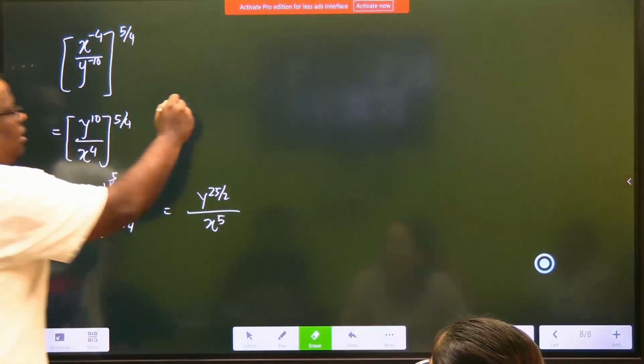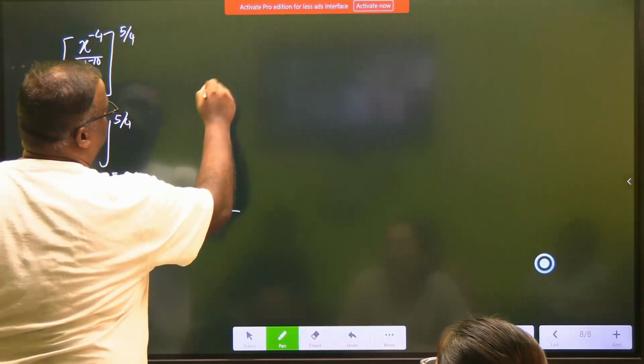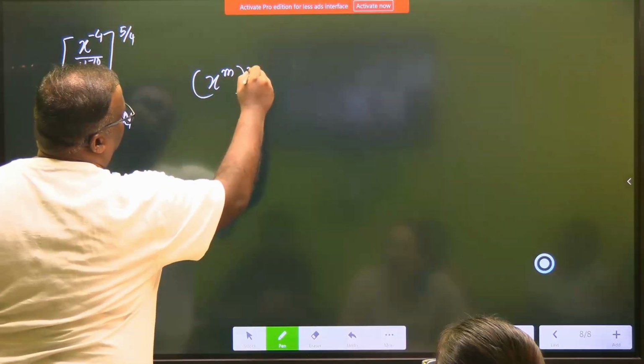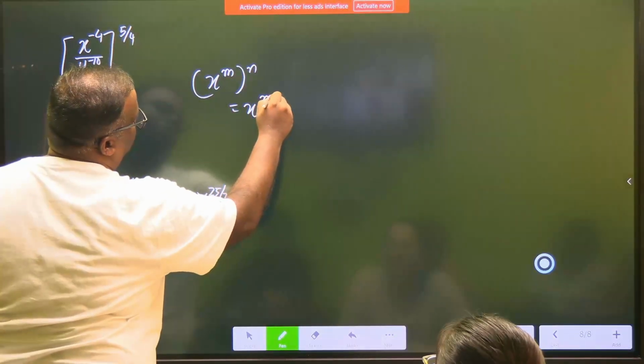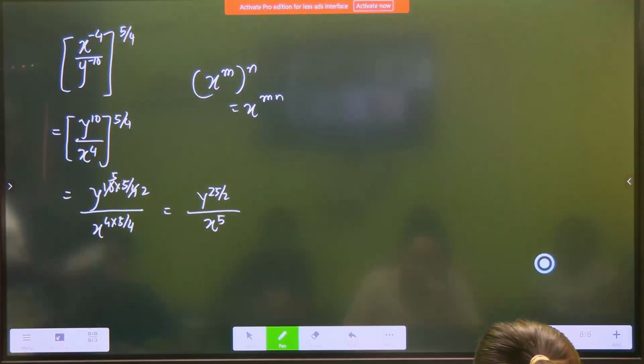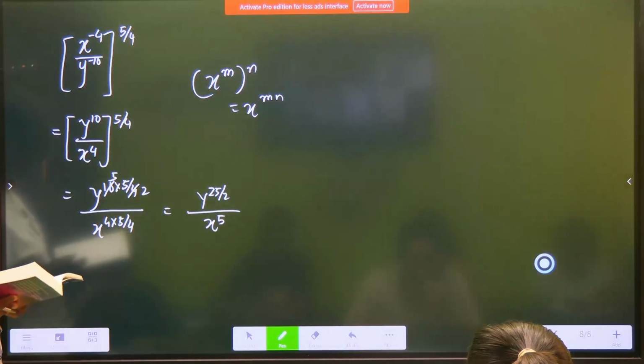This is x to the power m to the power n is x to the power mn. This exercise requires a lot of practice, huh?